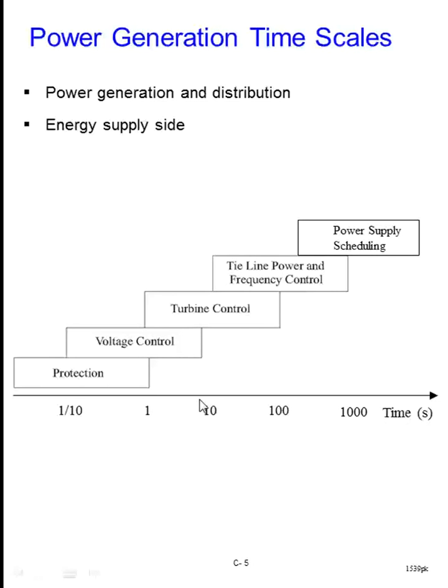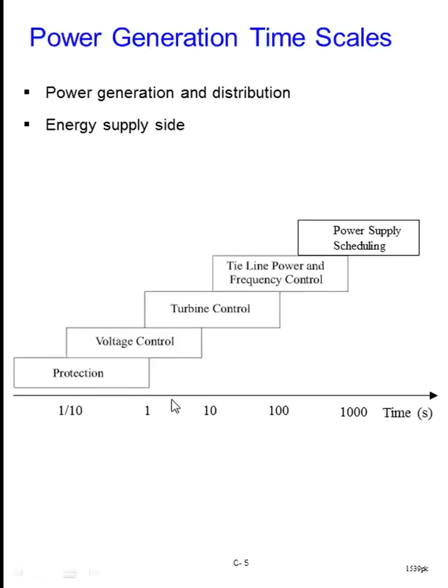However, voltage control will be a few milliseconds to 1, 2, or 3 seconds here. But protection has to be much faster. Then, as you can see here, this part of the turbine control is through the primary control loop. So here we have it from a few minutes to several minutes.